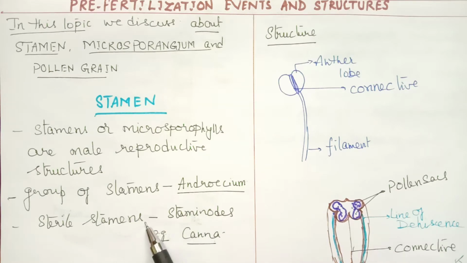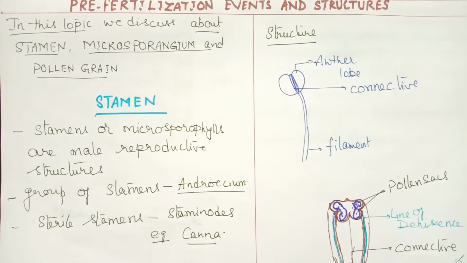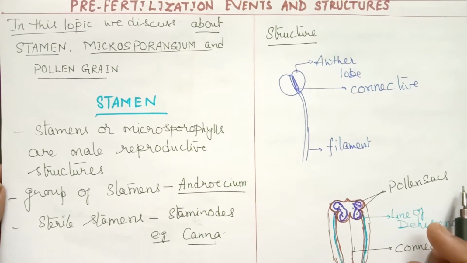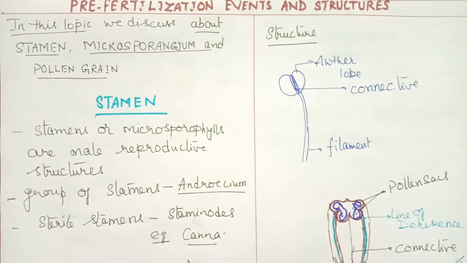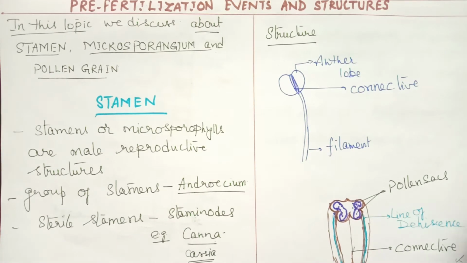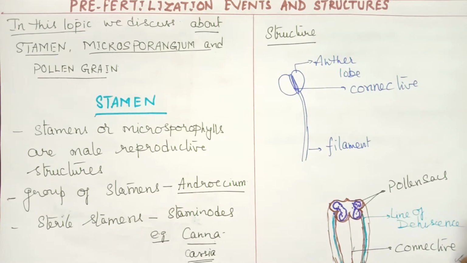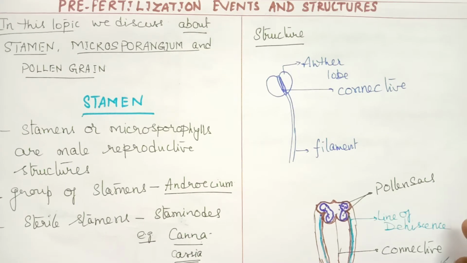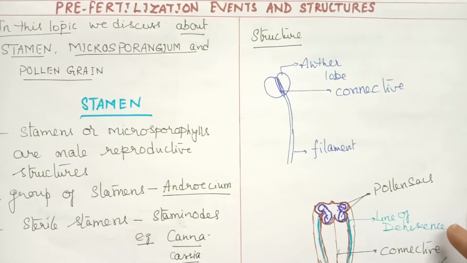Sterile stamens are also present in some plants. Those are called staminodes. For example, in Canna, they are called staminodes. Here sterile stamens are formed from petals; petaloid stamens, they are also called. We have another example here, for example in Cassia also. Cassia belonging to family Caesalpiniaceae, we find here sterile stamens, or they are called staminodes. Staminodes are those which do not produce any pollen grains. They cannot produce pollen grains.